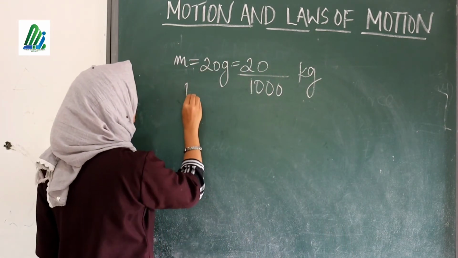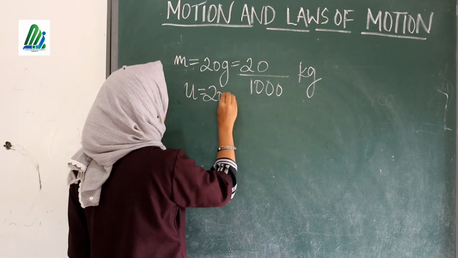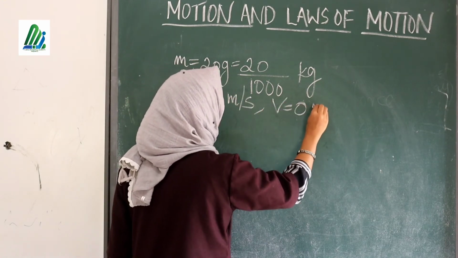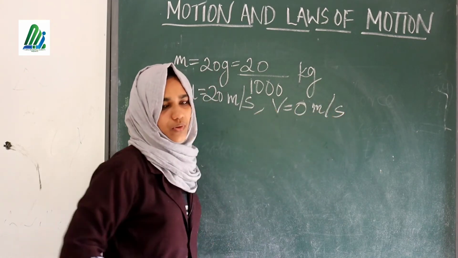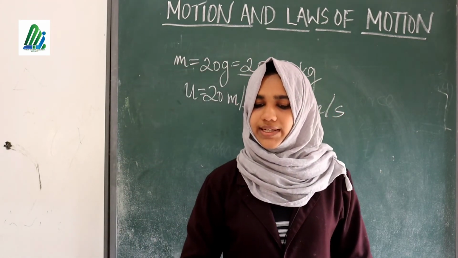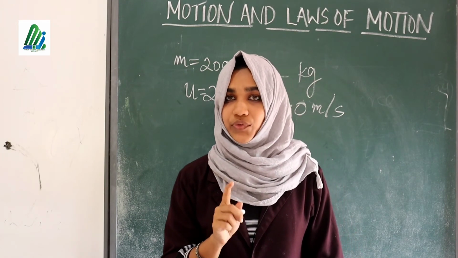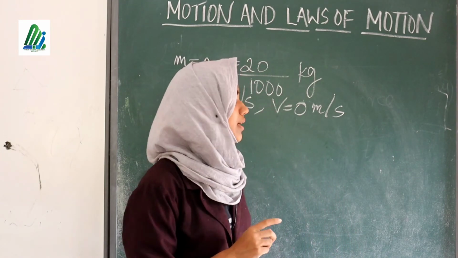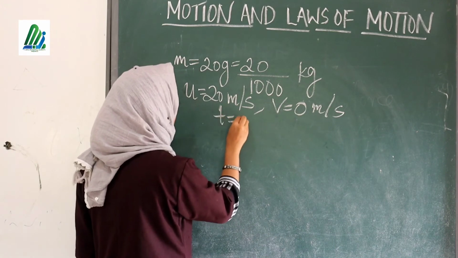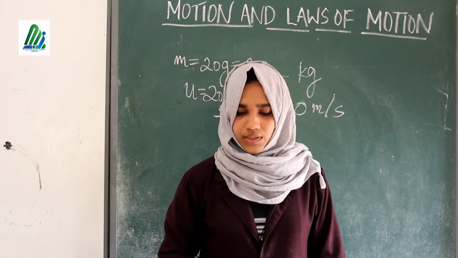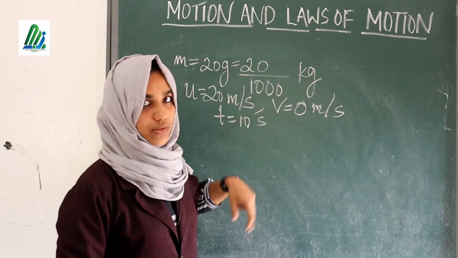So we can write u is equal to 20 meter per second and v is equal to 0 meter per second. Is it clear? Then here time is also given. That is 10 seconds. Look at the graph, you can easily find out the time. Is it clear?